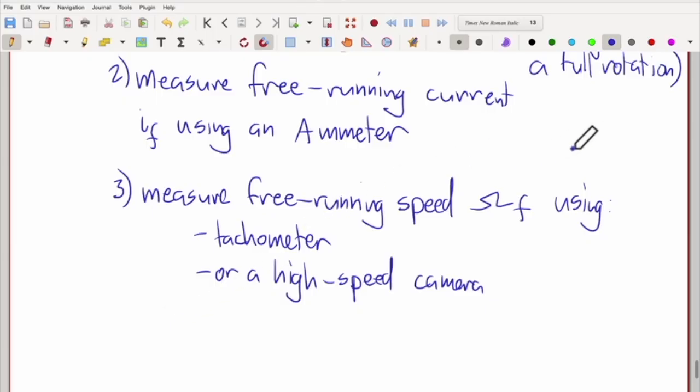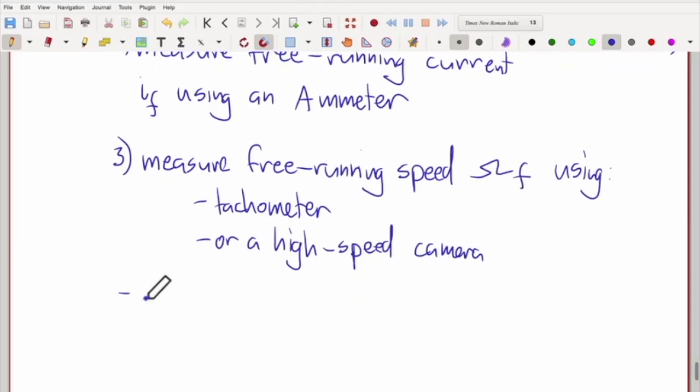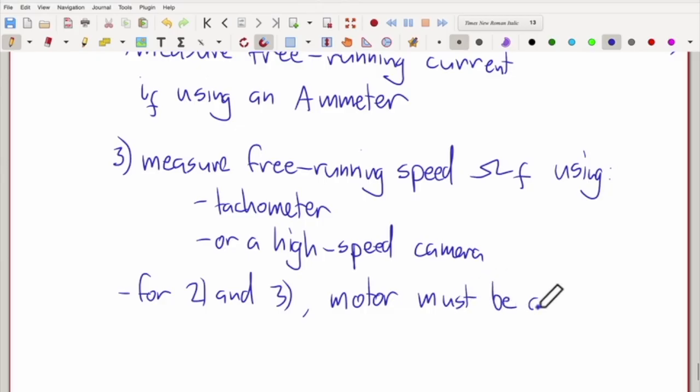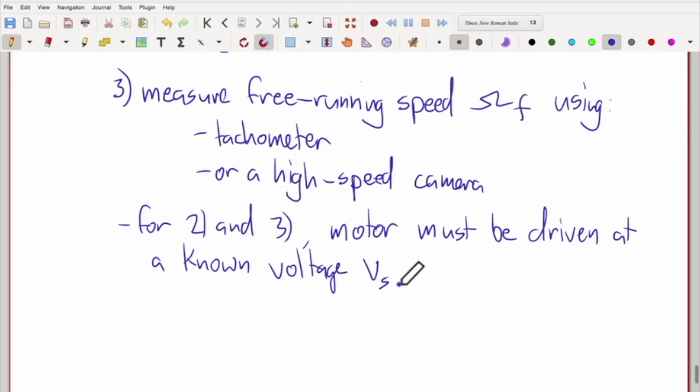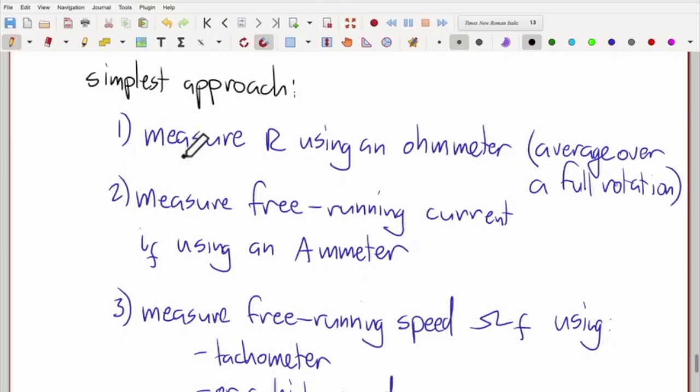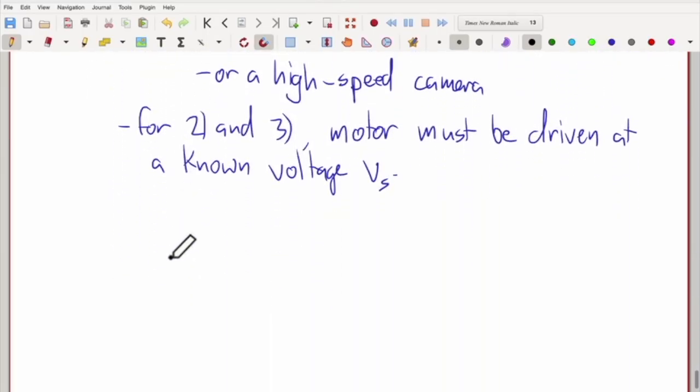And then in both of these cases, just a remark, for 2 and 3, the motor must be driven at a known voltage. Let's call it Vs here. All right.